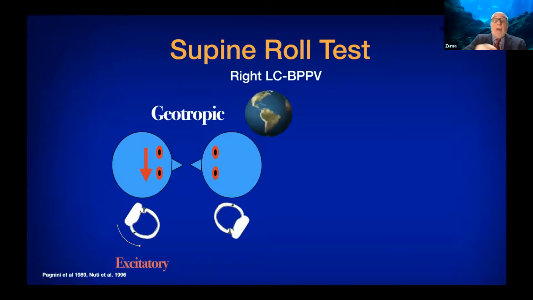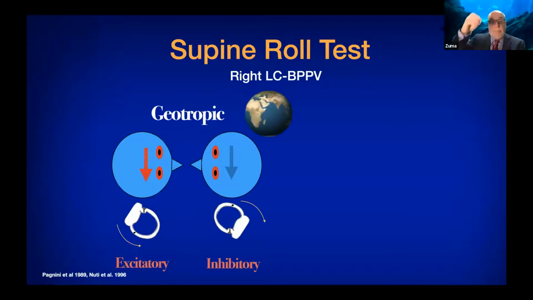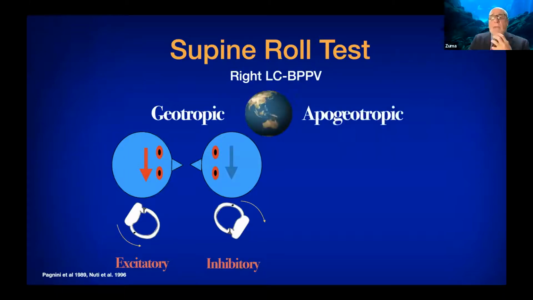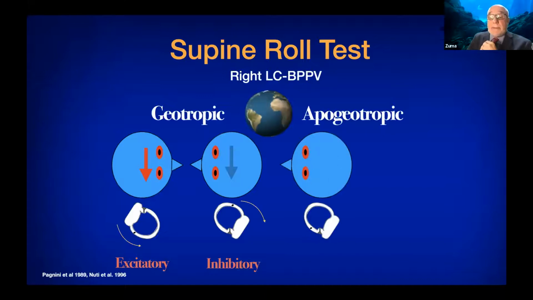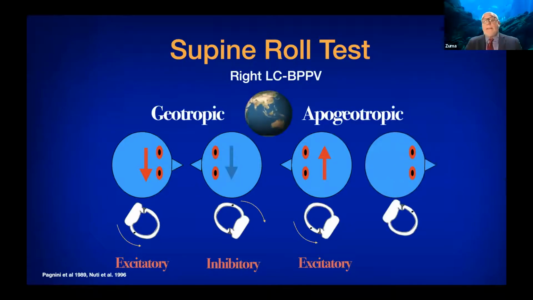In cases when I turn the head to the left side, the stimulus will be inhibitory. You have a geotropic nystagmus beating to the ground, less intense. In cases of the apogeotropic variant, when I turn the head to the left side, the stimulus will be excitatory, and I have nystagmus beating to the ceiling. When I turn the head to the right side, the affected side, I will have an inhibitory stimulus and then the nystagmus as well beating to the ceiling.